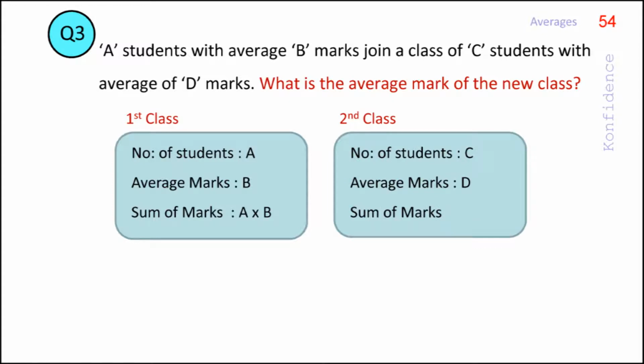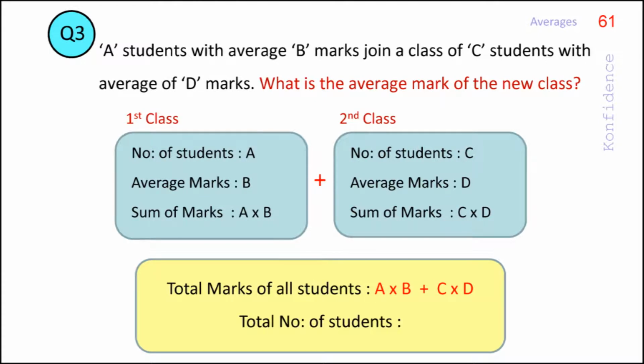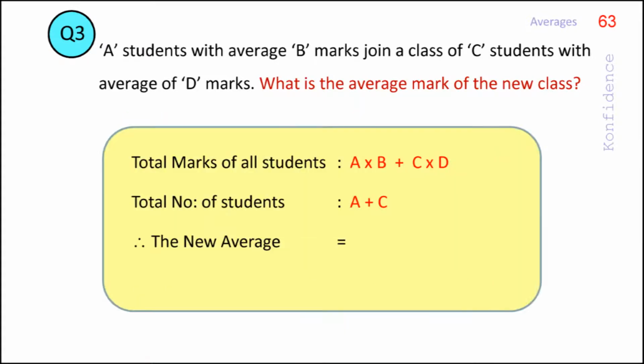Similarly, the sum of the marks of all students in the second class will be C multiplied by D. Now, if we join both classes, then the total sum will be A multiplied by B added to C multiplied by D, and the total number of students in the class would be A added to C. Therefore, the average of the new class will be sum divided by the number, that is, A multiplied by B added to C multiplied by D divided by A added to C.